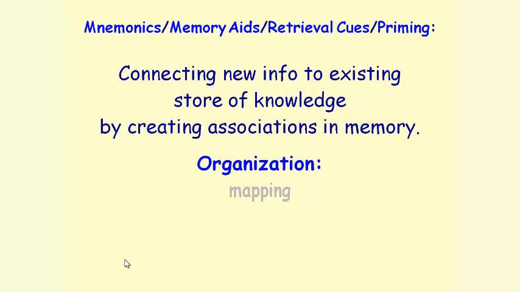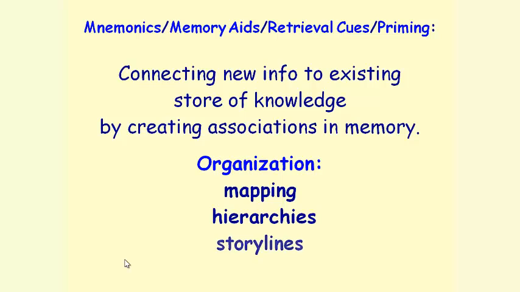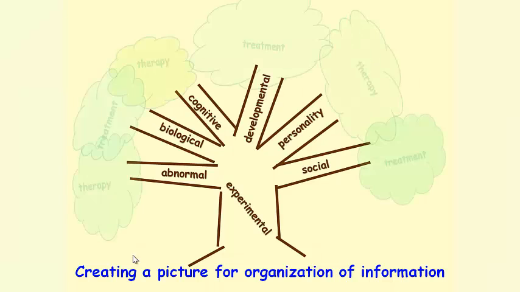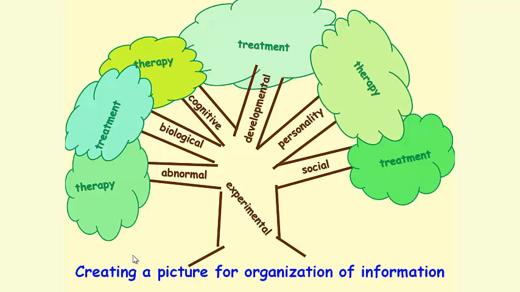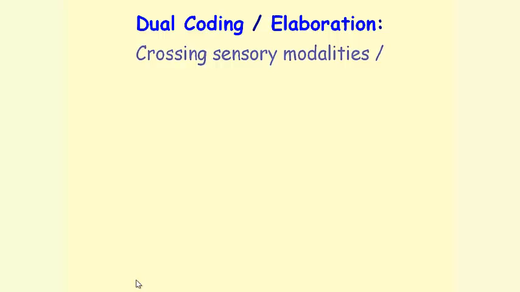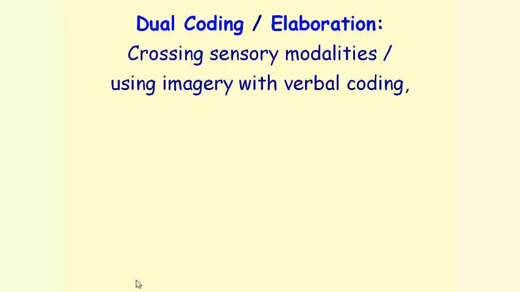Because I'm a visual learner, I create diagrams such as the tree to help me store and later access information. And I teach this information to students to make it easier for you to remember and access course content. To do well in your academic career, you'll need to learn to create your own memory aids. Crossing sensory modalities using imagery and verbal coding is called elaborative rehearsal or processing, or dual coding.